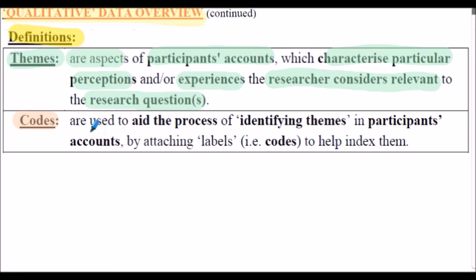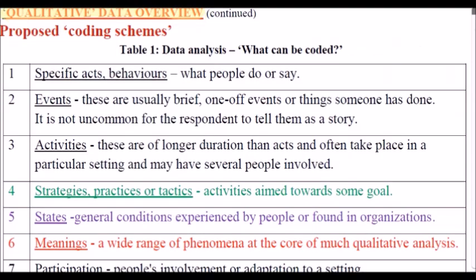Codes. Codes are used to aid the process of identifying themes in participants' accounts by attaching labels, essentially the codes, to help index or categorize the themes. There are many proposed coding schemes available in the literature related to data analysis and what can be coded. Table 1 shows you one such scheme and what can be coded.